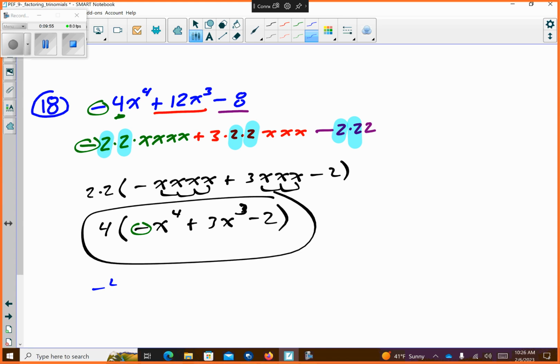In future years, this would actually be the answer. Notice the signs changed because the negative got pulled out. Okay, but I'm not really that worried about it. If you can get to this part right here, cool. If you get to this bottom part, you're ahead of your day, ahead of your time. I like it.